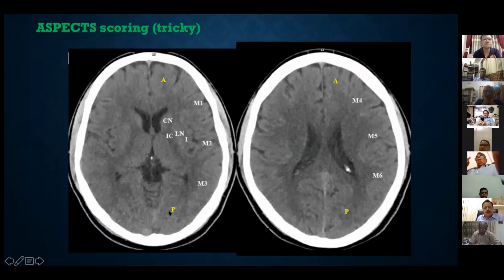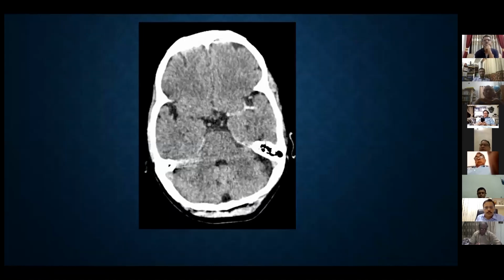And for each area where we see a hypodensity, we deduct it. And as I told you initially, 6 or more than 6 is regarded as a good score for neurointervention. Now coming to some early subtle signs on CT scan, because one has to be very confident in an emergency situation that you are not missing things.